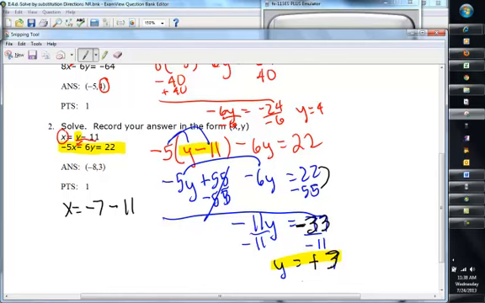So we get y equals 3. Positive 3 minus 11 is negative 8. So x equals negative 8.